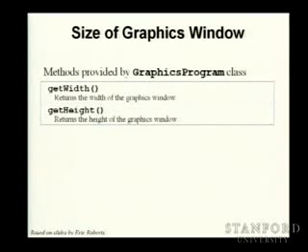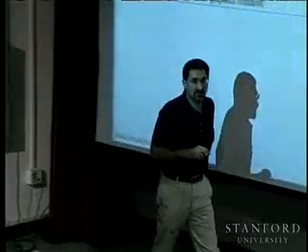One last thing that might be useful to you. Sometimes you want to center something in the graphics window or draw something at the bottom. How do you know how big the graphics window actually is? There are two methods from the GraphicsProgram class. You might notice they don't have any object as their receiver, and the reason is that for both of these methods, the receiver is the graphics program.